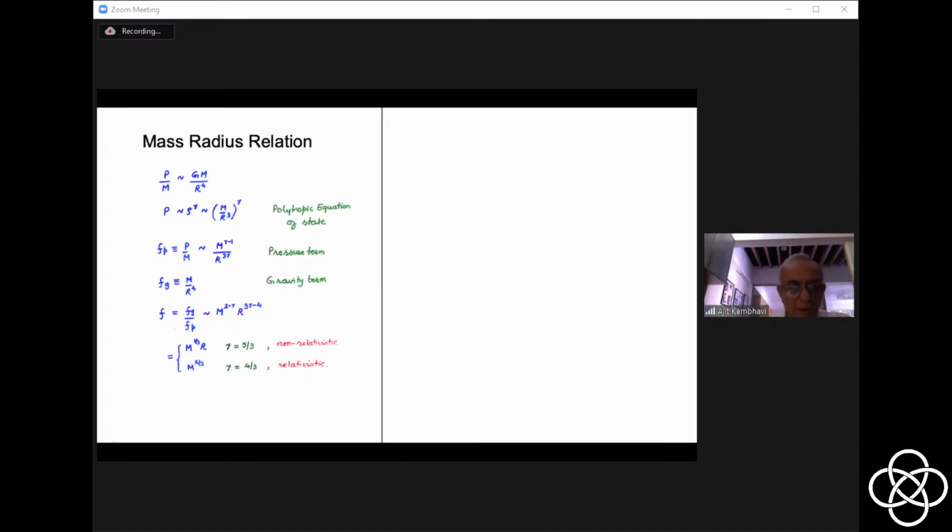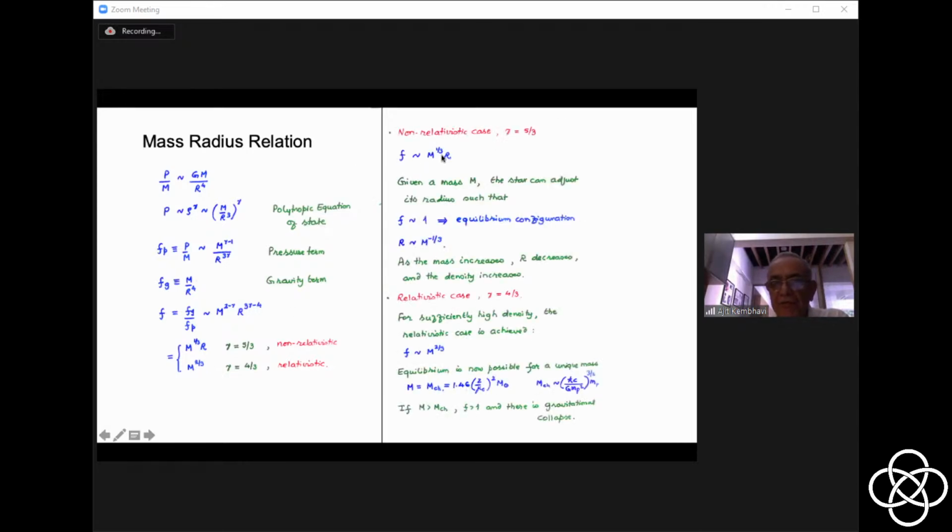Right? So now, what are these objects? These are objects which are fully degenerate, with a mass m and radius r. So now let us come to the non-relativistic case. What is the condition for hydrostatic equilibrium? That is F is equal to 1. Which means m to the 1/3 R is equal to 1, which should mean that R goes as m to the minus 1/3.